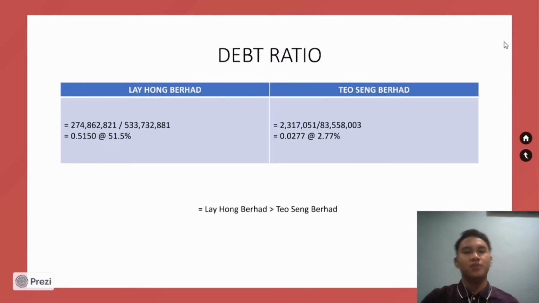Secondly, debt ratio. The formula for this ratio is total liabilities divided by total assets. Lehong Berhad debt ratio is 51.5% while Teoseng Berhad is 2.77%, which means Lehong Berhad is riskier than Teoseng Capital Berhad because the debt ratio of Lehong Berhad is higher.